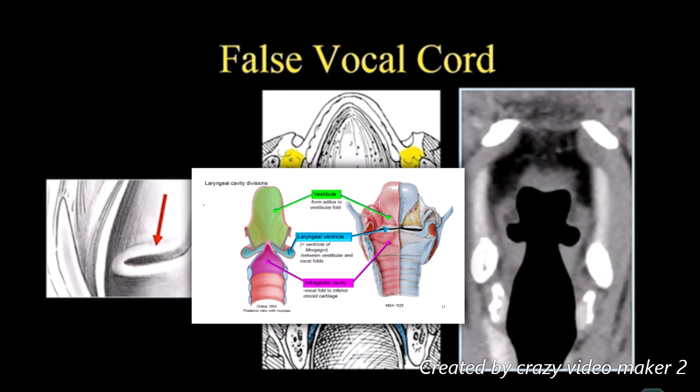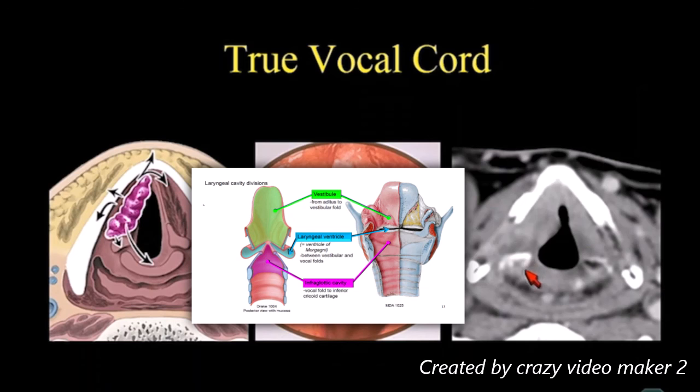So just below the false vocal cord, as I mentioned before, is the laryngeal ventricle, as is seen here, and below the laryngeal ventricle, we come to this level, which is the true cord.